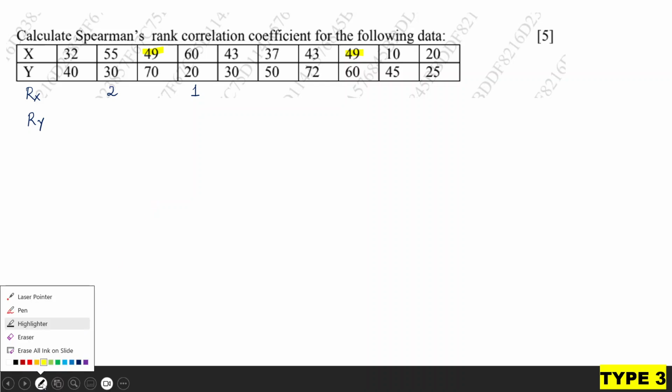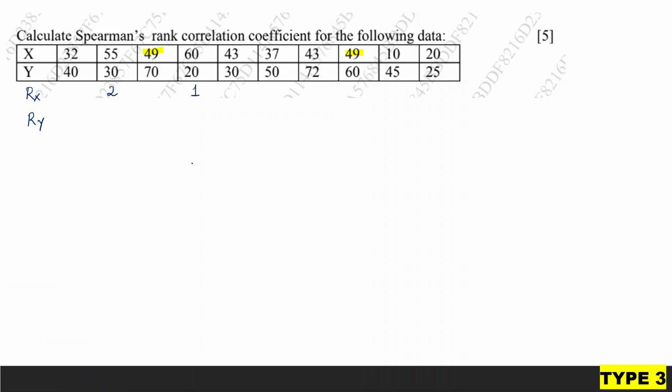Okay, so this is repeated data. Now there is a trick for repeated data. If this was not repeated, we would give rank numbers 3 and 4 to 49. So what we do is take the average, 3 plus 4 divided by 2, which comes to 3.5. So both 49s will get 3.5. Okay, so rank number 3 is out, rank number 4 is out.